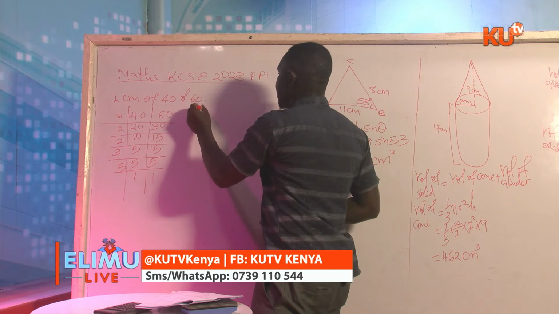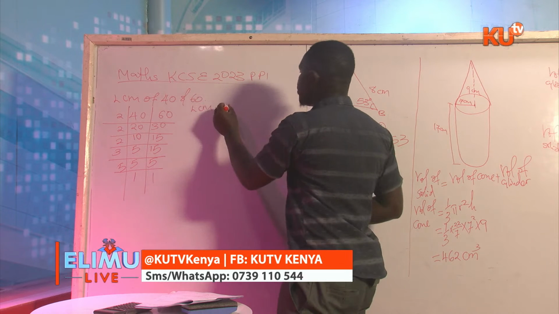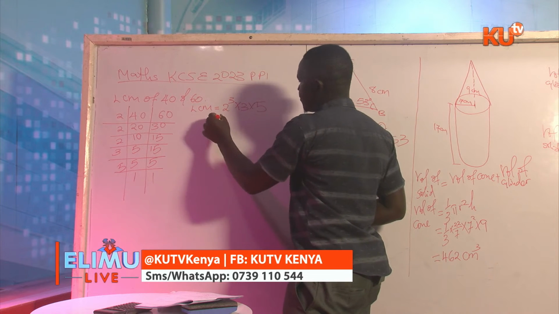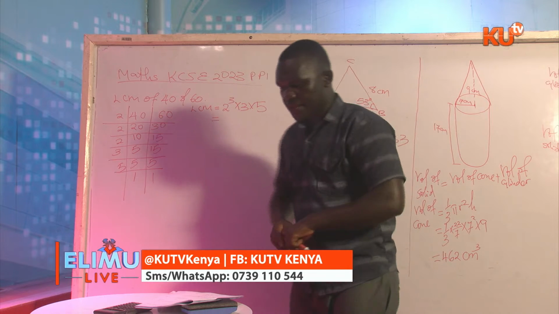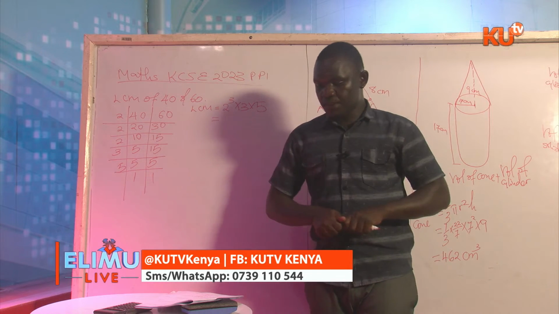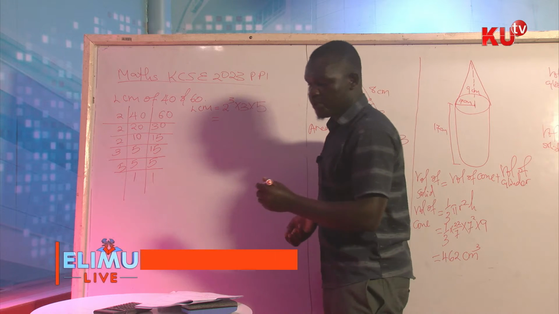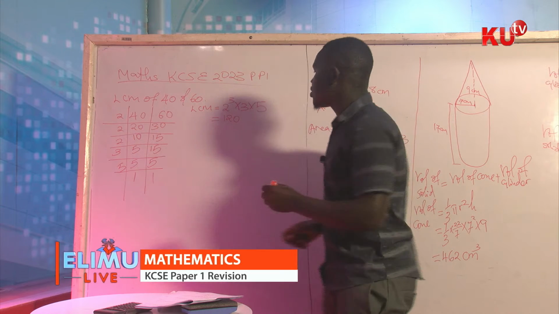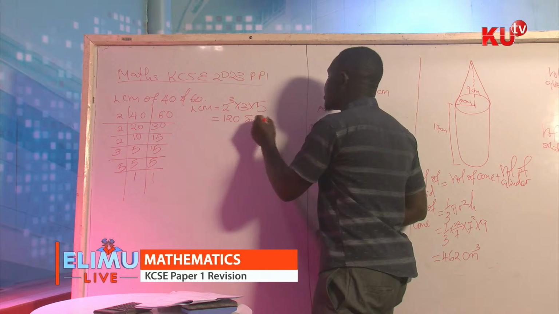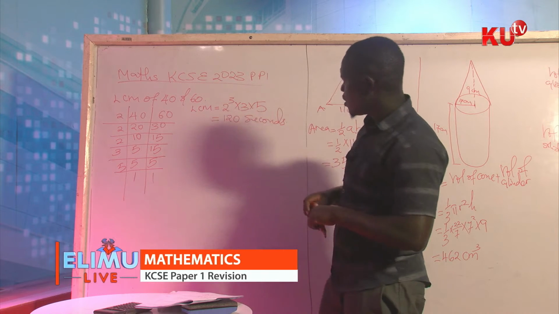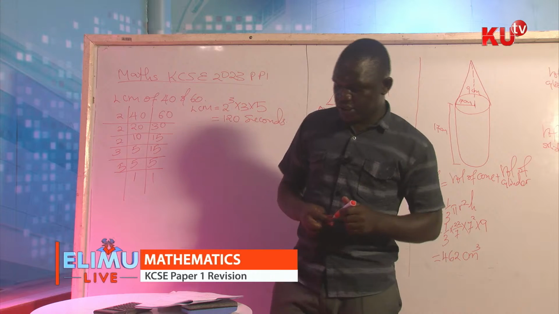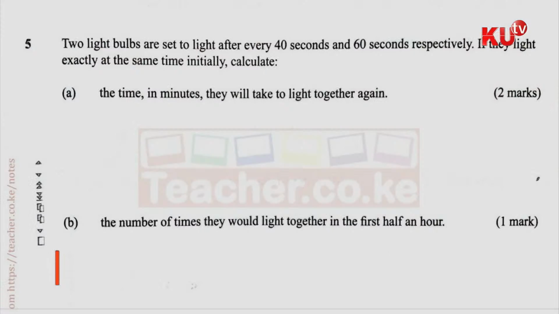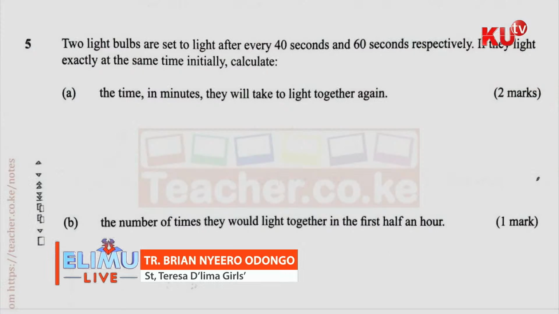Now this LCM, what is the LCM now here? It will be 2 cubed times 3 times 5. Which when you multiply 2 cubed times 3 times 5, you should be getting 120. But remember that these were seconds, so this is also 120 seconds. Now, have we really answered the question? No. The question is the time in minutes. The time in minutes they'll take to light. So you need to be very keen.